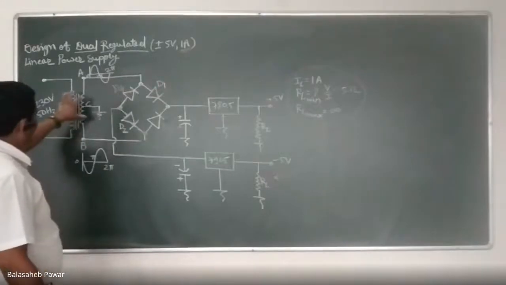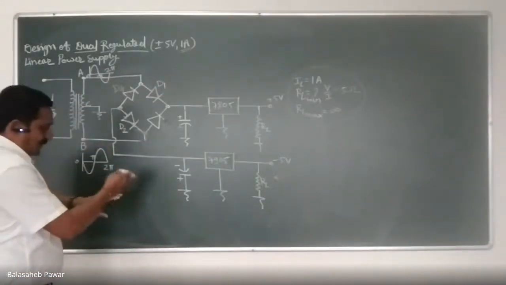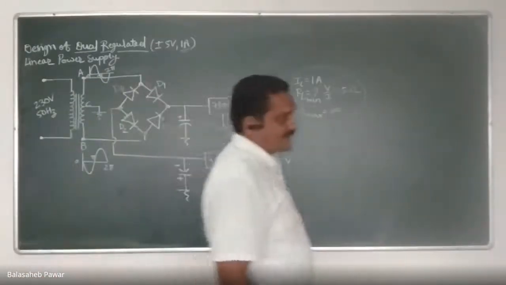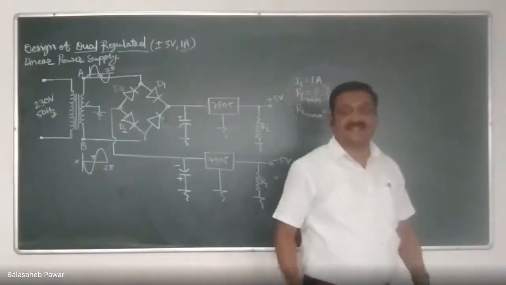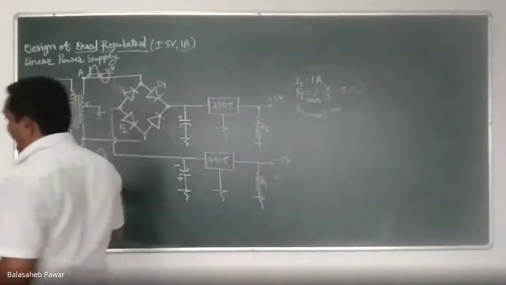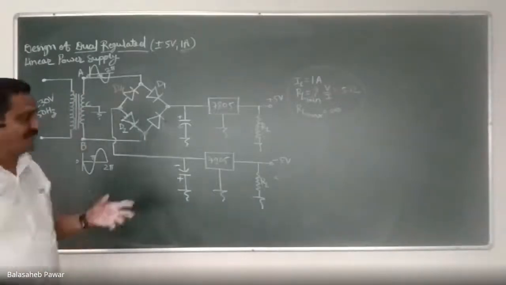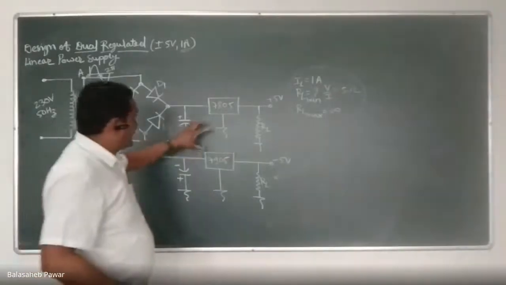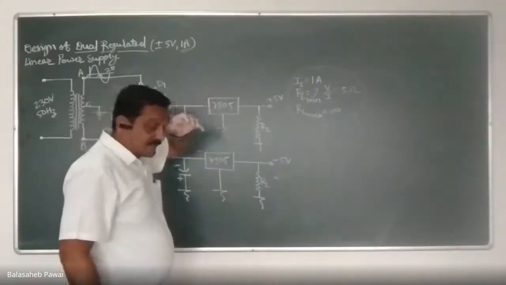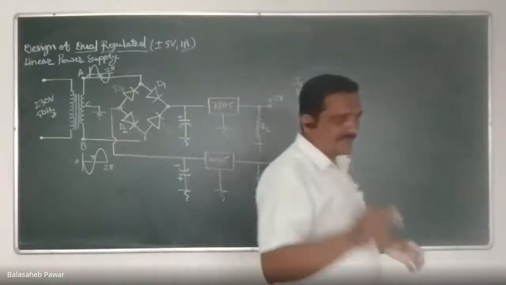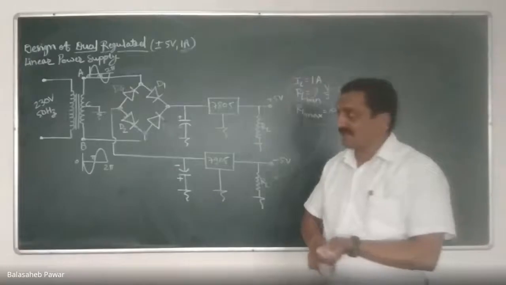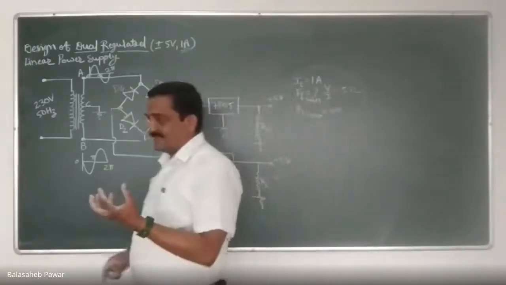Then about the transformer. Which transformer will you prefer in this case? What is the selection criteria of the transformer in the linear power supply design? I already explained last time, so I expect a quick answer from your side. Be fast. Whatever calculation you perform here by applying the same previous logic, that will be the voltage rating of the half secondary.